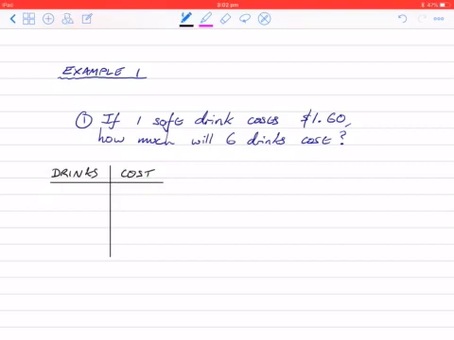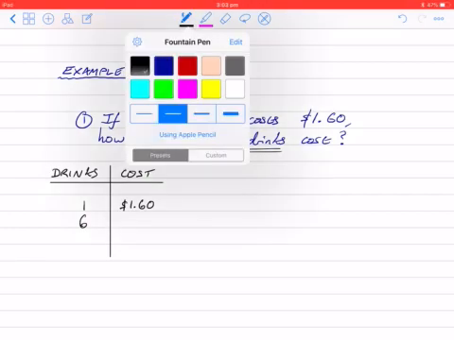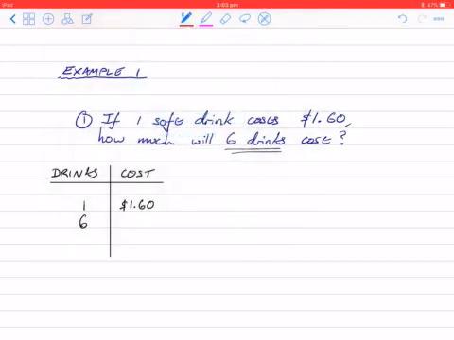Okay, so we've got the information from the question. We are told one soft drink costs $1.60, and I want to know what 6 drinks will cost. So I put 6 in here, and I want to work out the cost. On the left of this table, we've changed 1 into 6, so we multiplied by 6. This is what I call a proportion table. We just make sure that we do the same thing on both sides. So I times 6 on the left, so I'm going to times 6 on the right.